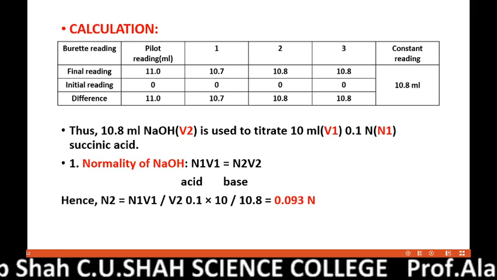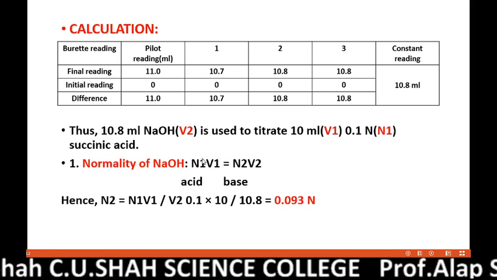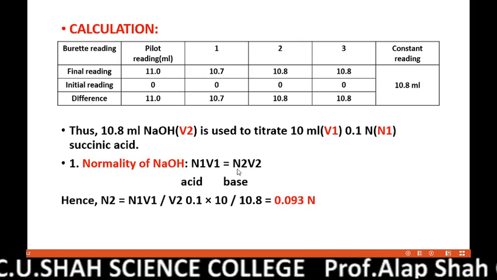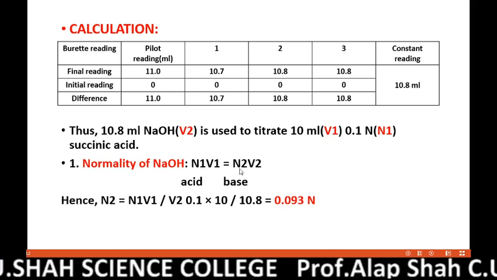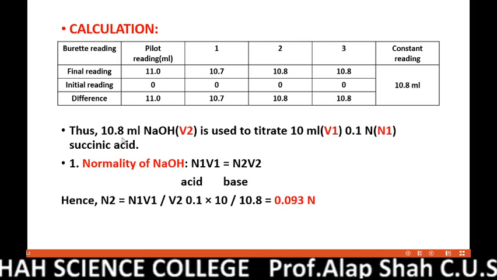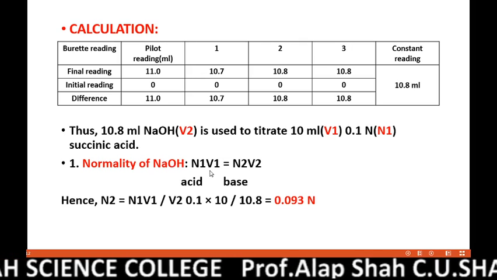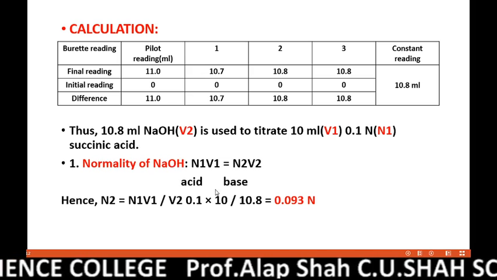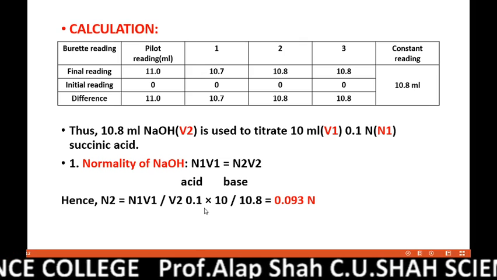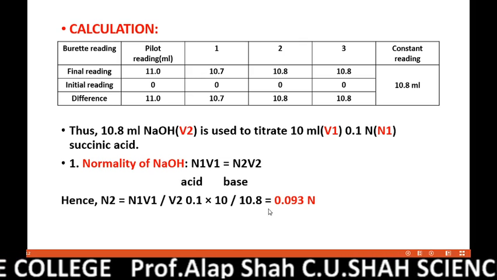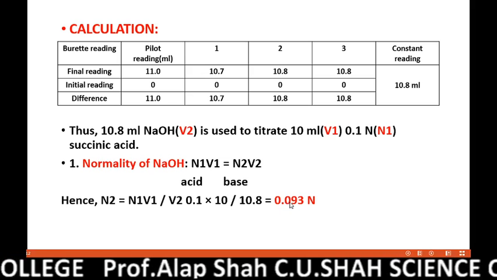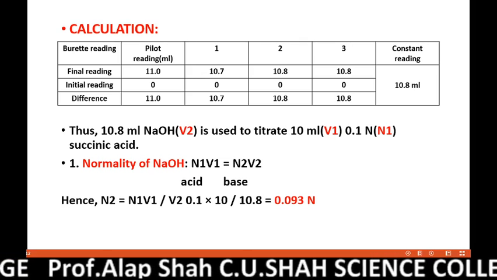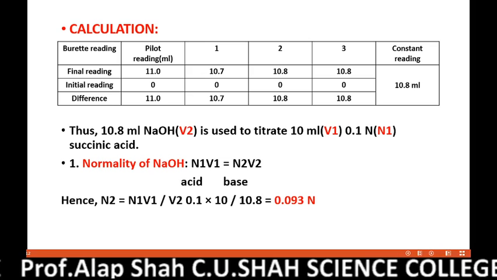N1V1 is for the acid. Succinic acid normality is 0.1. V1 we have taken as 10 ml. N2 is of the base NaOH which we want to calculate, and V2 is this 10.8. So we want to calculate N2. So formula is N2 equal to N1V1 upon V2. After placing the values, we will get the normality 0.093. And always remember that whenever you report normality, you must write capital N at the end.